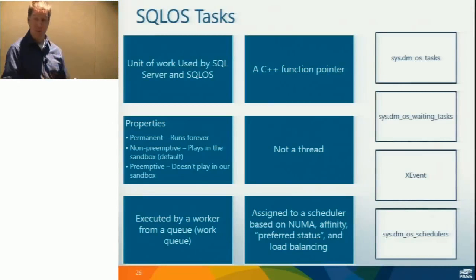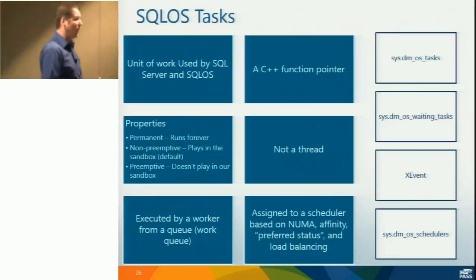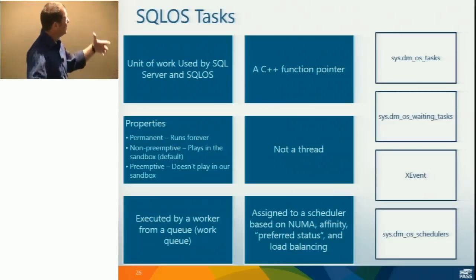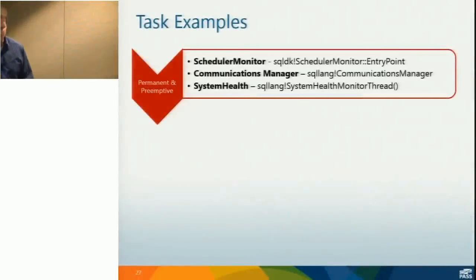I already mentioned a permanent task, runs forever. Non-preemptive, those are ones that play in our sandbox. Preemptive, they don't play in our sandbox. I'll talk about what that means later. They're put into a queue for workers to process, and they're actually assigned to schedulers based on a fairly sophisticated algorithm, which we're going to get into. And then you can look at the examples of how you can see tasks: DMOS tasks, waiting tasks, X-event, and schedulers.